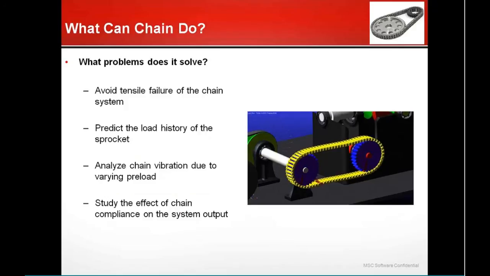Somewhat similar to the belt, with the chain model you'd be looking at predicting forces in the chain itself to avoid tensile failures of the chain, looking at load histories throughout both the chain and the sprockets and the sprocket mounts. You'd be looking at analyzing, of course, chain vibration, depending on varying things that are happening, excitations into the system or preloads in the system, and looking at the effect of the chain compliance overall on, again, power transmission and what's happening at the output shaft.